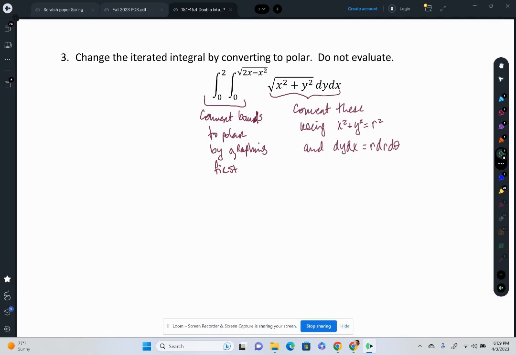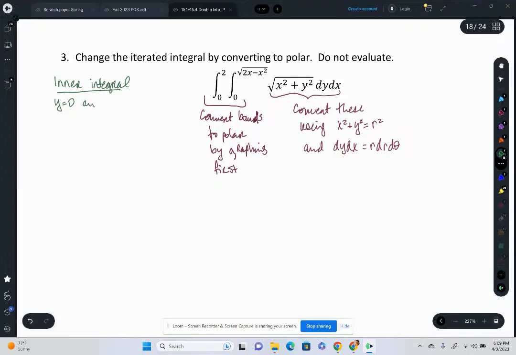So I'm looking at this and I can see from the inner integral, we are dealing with y equals 0, which is the x-axis, and y is equal to the square root of 2x minus x squared. So the first one is just the x-axis. That gives me the lower bound. The second one, I'm still not clear on it, just because I wrote it out doesn't actually help. But if I was to square both sides, I might start to get a better picture of what I'm dealing with here.